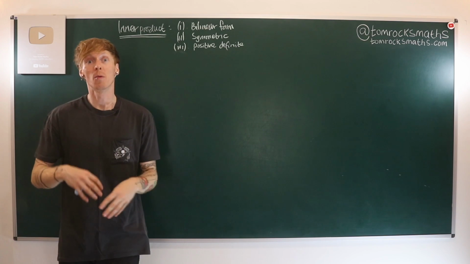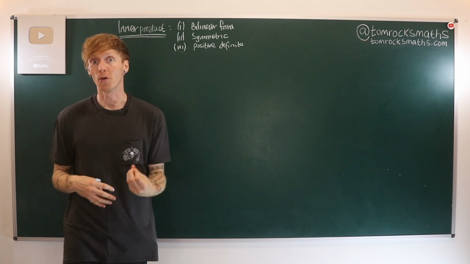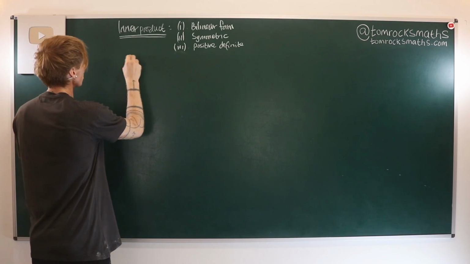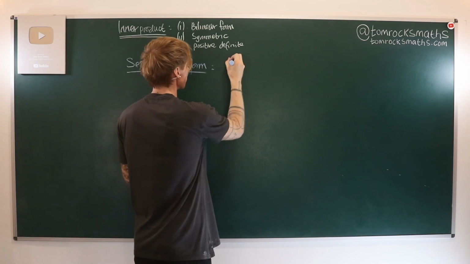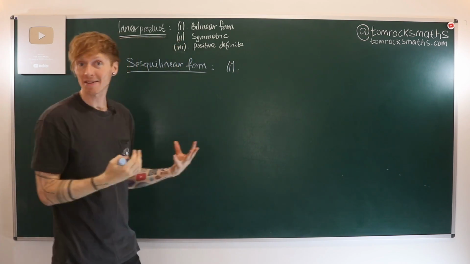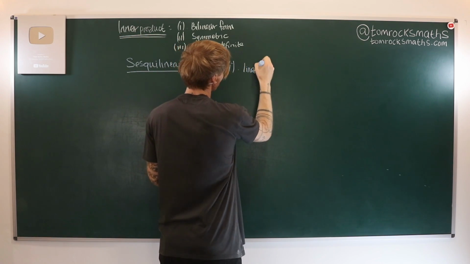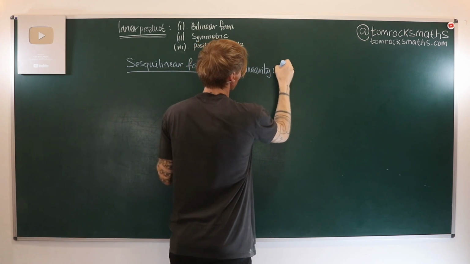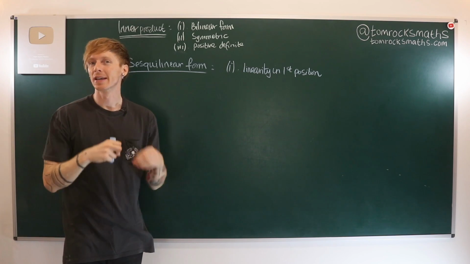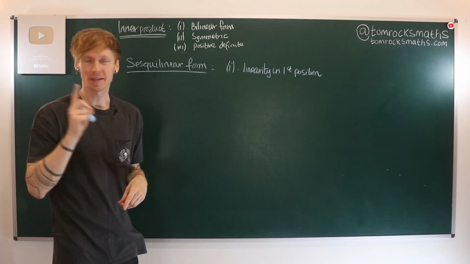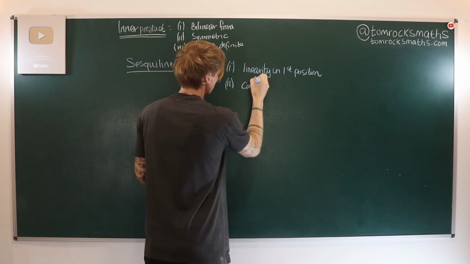And in this instance, what we actually want to look at now is something called a sesquilinear form, which is defined as follows. Just as with the bilinear form, we require the first property to be linearity in the first position. But now our second property is no longer linearity in the second position, because instead we have something called conjugate symmetry.